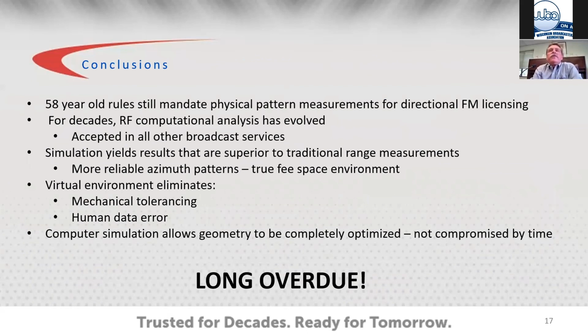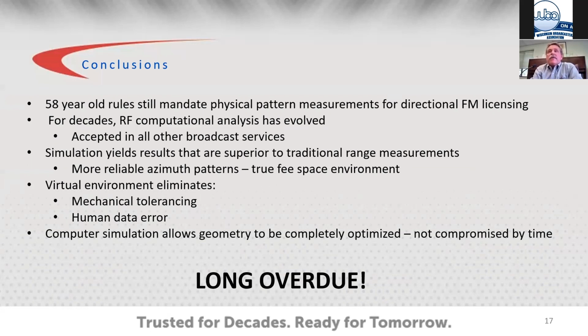So, some conclusions here. We've got 58-year-old rules that still require FM manufacturers to measure the physical models for FM directional licensing. And we've seen for decades, computer modeling has evolved in all other broadcast services except FM. We believe we've shown that simulation yields much superior results compared to traditional range measurements.